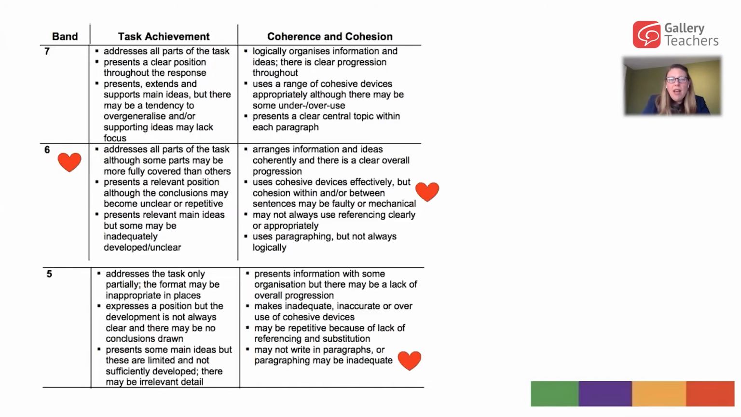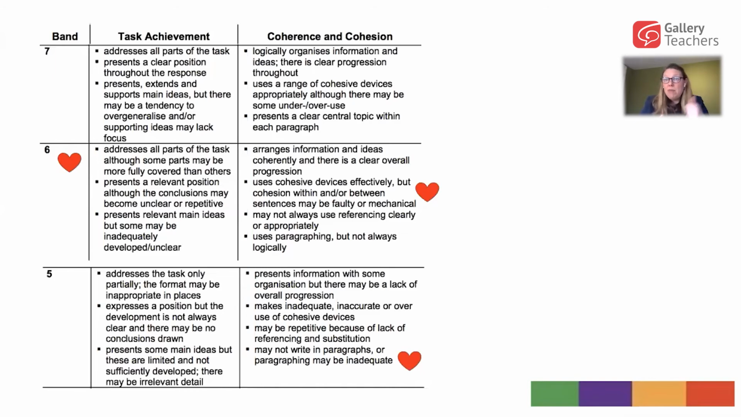Addresses all parts of the task, this is in 6, by the way, addresses all parts of the task, although some parts may be more fully covered than others, okay? And presents a relevant position, although the conclusions may become unclear or repetitive. So this is very, very important. And this is why very often people will not go beyond a 6 for task achievement, okay?